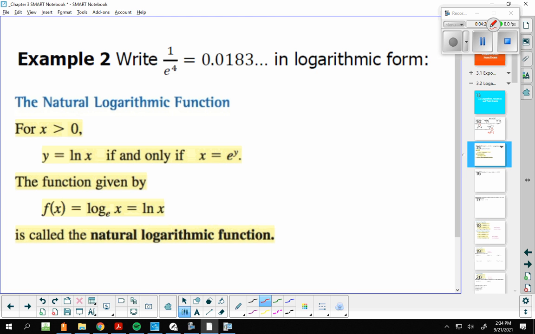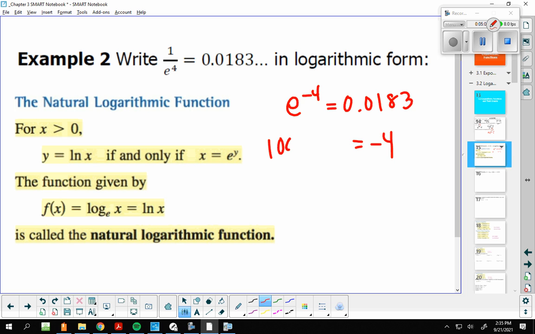All right, so write 1 over e to the 4th equals 0.0183 in logarithmic form. So I'm going to change this so that we don't have a fraction. So if I move this to the numerator, we have to make the exponent negative in order to move it. So that's really e to the negative 4th power. So again, you can think of this as swirl, but my log is going to equal my exponent, because that's what a log is.